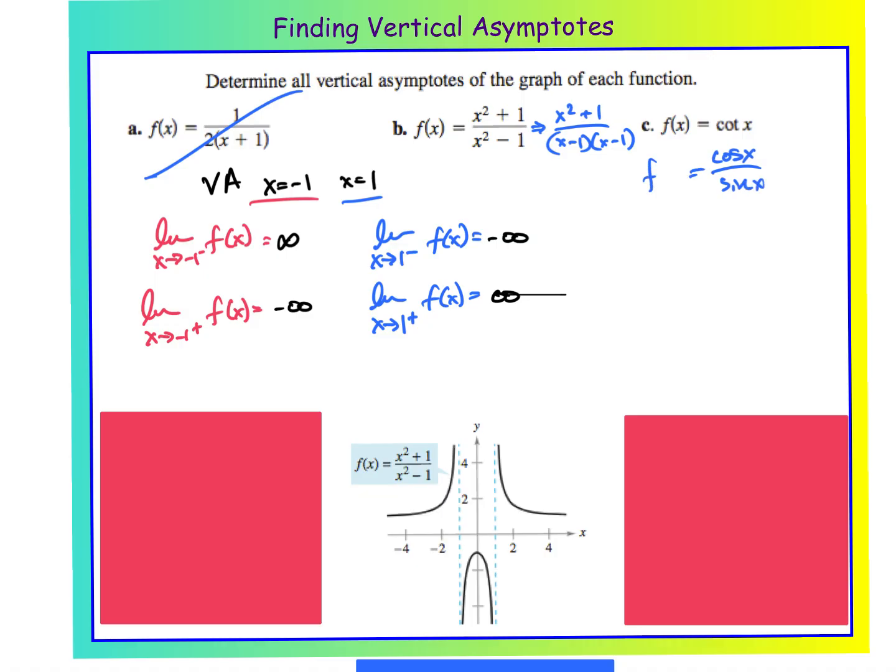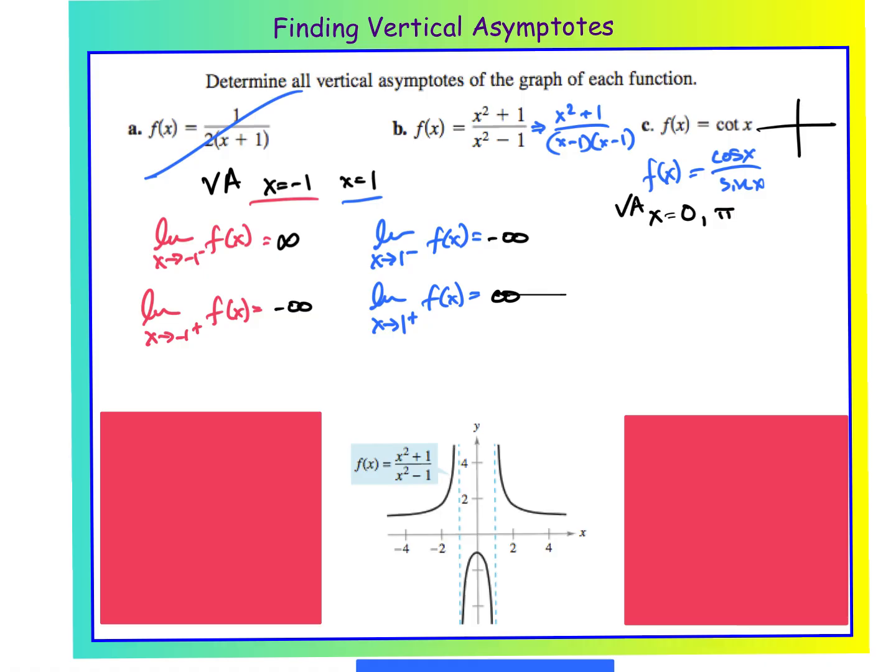So how do I get a vertical asymptote? When sine is equal to what? 0. So when is sine 0? 0, pi, 2 pi, and so forth, right? And so I'm going to just say 0 and pi for this thing. All right, so I got my vertical asymptotes at 0 and pi.